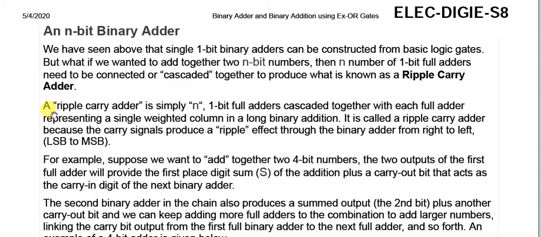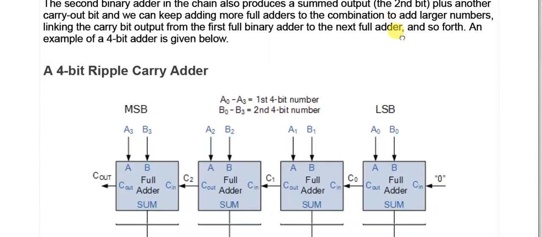A ripple carry adder is simply n 1-bit full adders cascaded together, with each full adder representing a single weighted column in a long binary addition. It is called a ripple carry adder. Now let's go to the details. Let's go to the practical things, understanding how this is made.